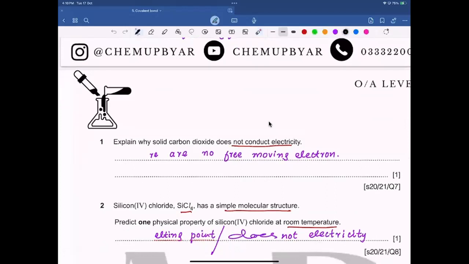Sir, Zainab is not here. So Zainab, same. Yes. So you can write any one of the properties, whether low melting point or that it does not conduct electricity. Just recall me, so I will share all the notes.